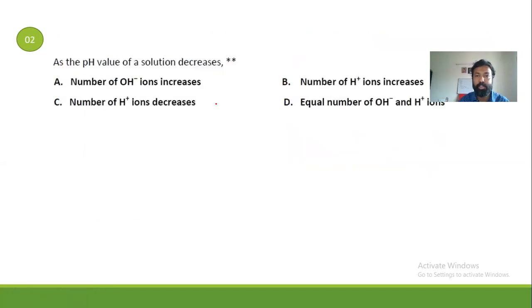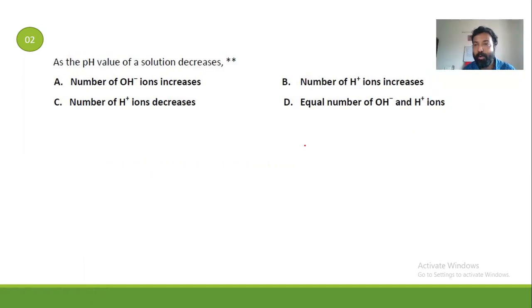As the pH value of a solution decreases, he's talking about the pH value. By the way, you should know the formula for pH. What is the formula for pH? The pH formula is pH is equal to negative log base 10 of H plus ion concentration. Of course, we discuss more problems at a higher level. So pH can be written as log base 10 of 1 by H plus ion concentration. Definitely they are inversely proportional to each other, students.